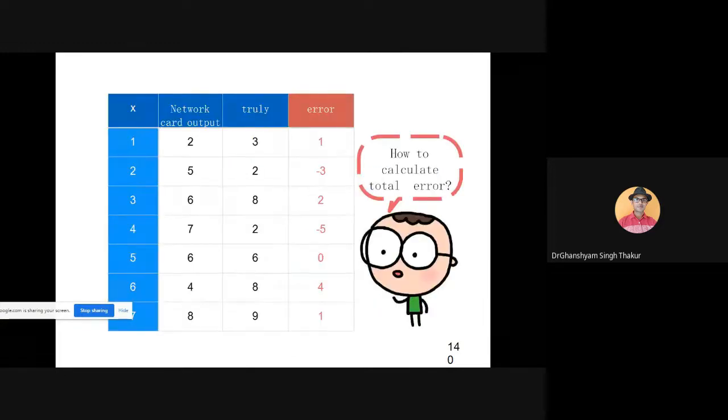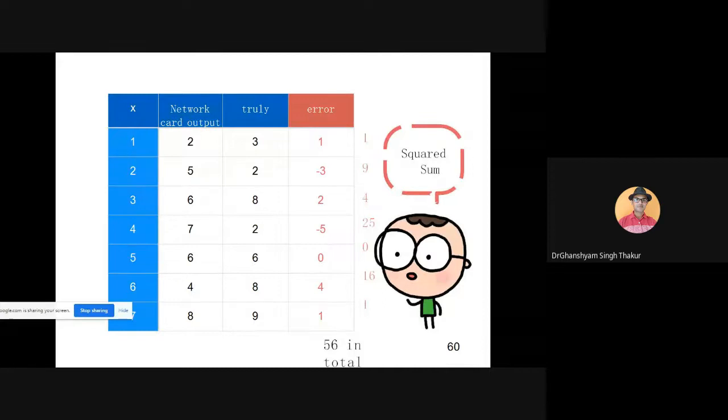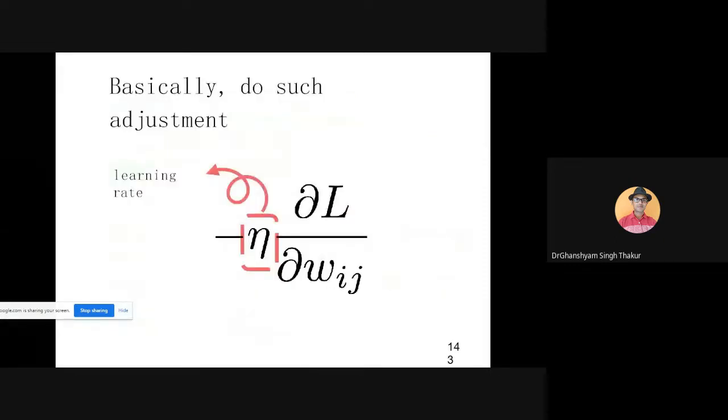You can see the different values of x, the neural network output and the true value, and these are the errors. We can square the errors and sum them, and we get 56. So we basically do such an adjustment, and eta is called the learning rate.